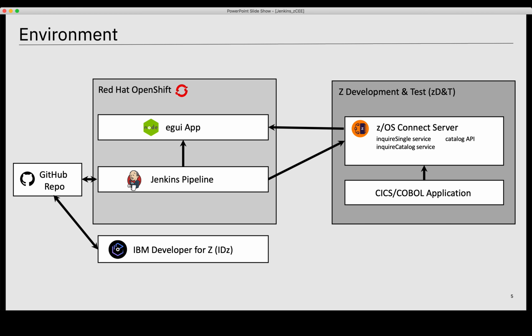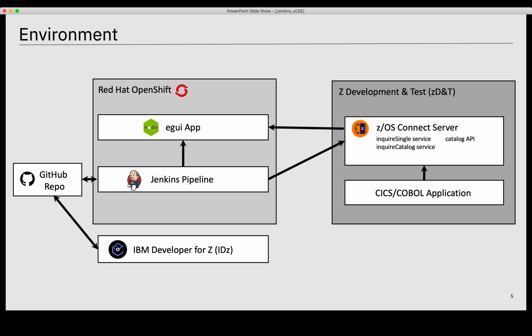and that's where I'm running my COBOL app and my CICS app. And that's also where I'm hosting my z/OS Connect server, which has two services called Inquire Catalog and Inquire Single. Inquire Catalog is for the listing of office supply items that you saw earlier in my Node.js and CICS apps, and Inquire Single is to get the specifics for each of those office supply items. It also has the API called Catalog, which uses those two services and is invoked RESTfully by my Node.js app to access the CICS data.